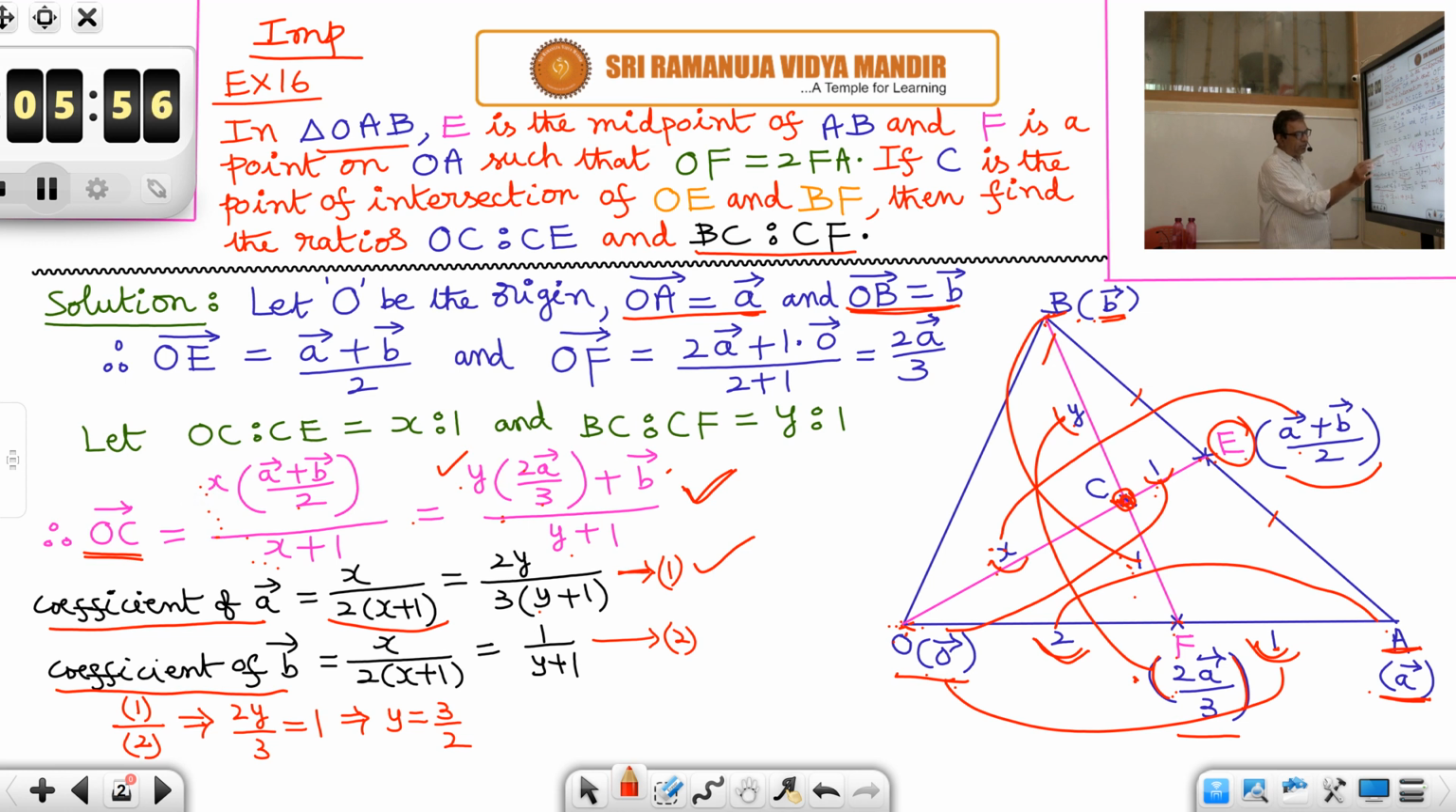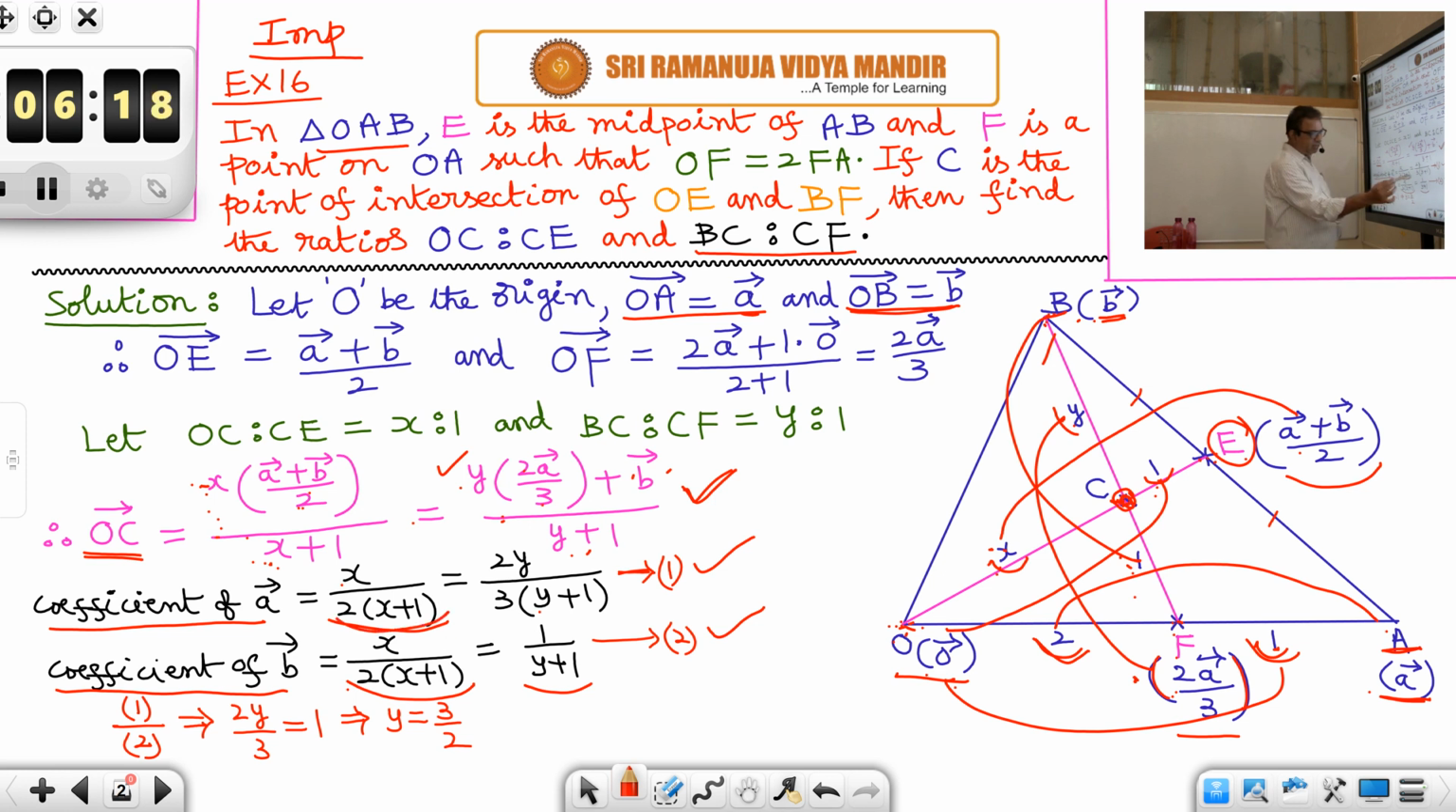Coefficient of b bar is also the same. Here you can see on the left side, x by 2 into 2 plus x by 2 into x plus 1, same coefficient as a bar. On the right side, what is the coefficient of b bar? Simply 1 by y plus 1. So let us call this the second equation. So we have to solve these equations and find the values of x and y.